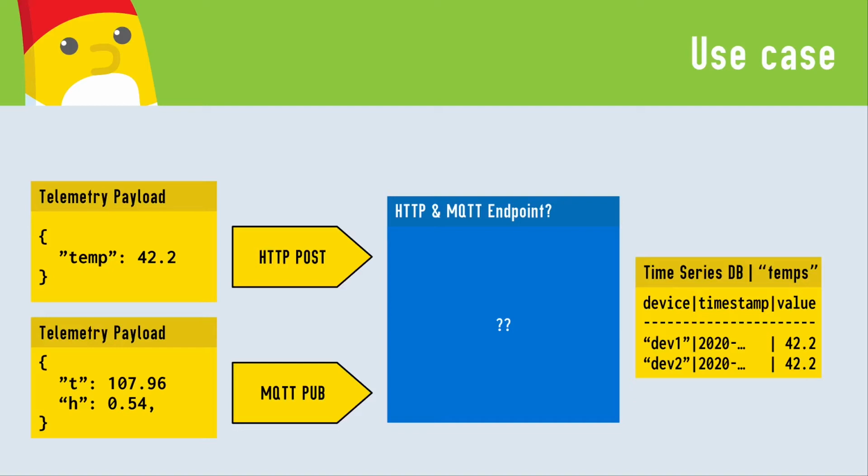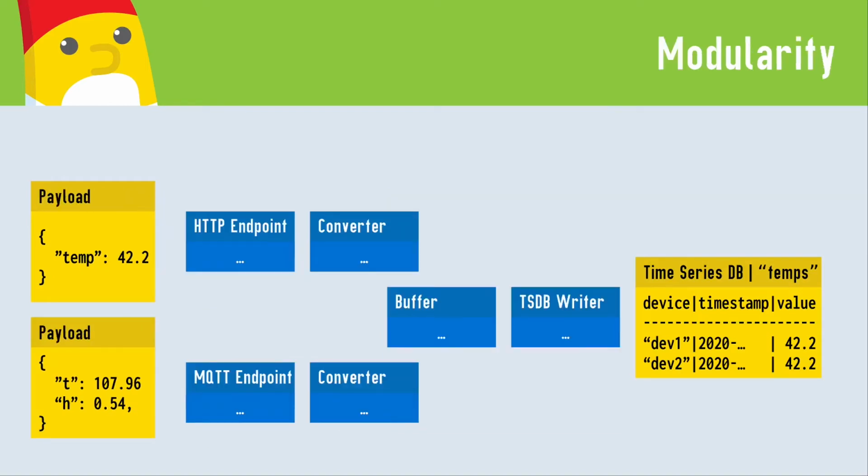However, just assume you would need to add a new variant there, so it pretty much gets complex right away. Or you want to add a new consumer to your data alongside the time series database. So that might make it even more complex. Using a modular approach would help here.